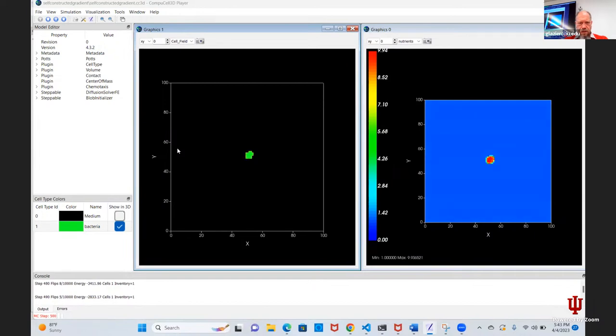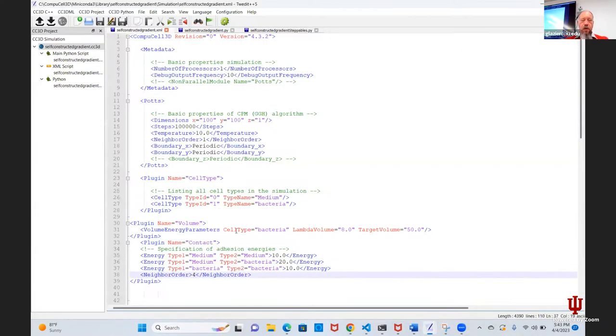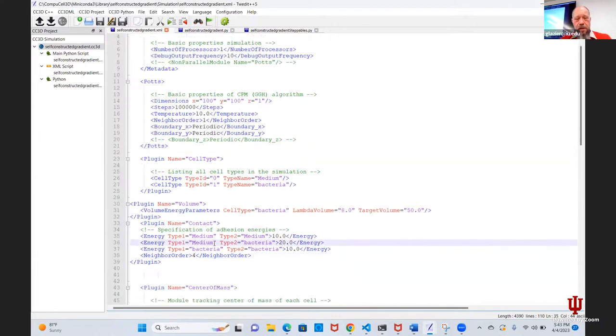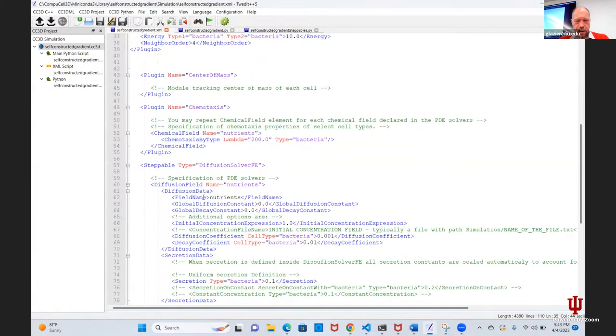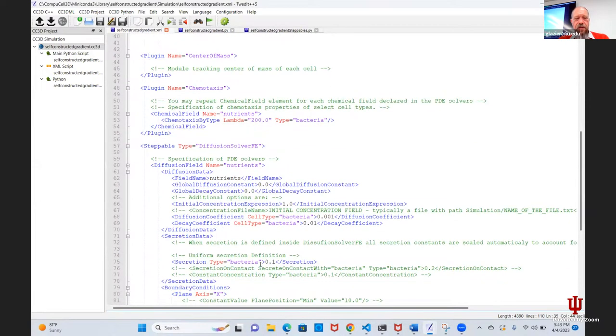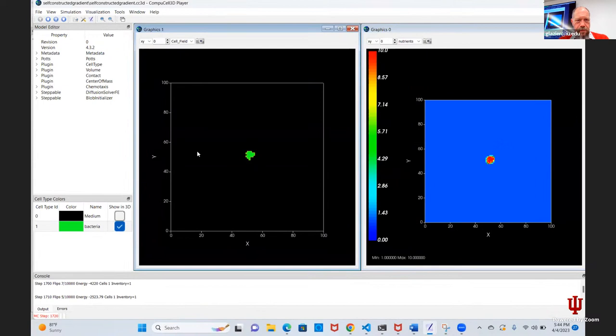There we go. So now maybe it's a little too stiff. So now we have to turn down that contact energy again. Okay, so it's probably secreting. Let's look at the chemical field specification. Okay. So again, people are getting stuck because the default is that the cell secretes, but you don't want it to be doing that. So now try that. There you go. Yeah, it's working now.